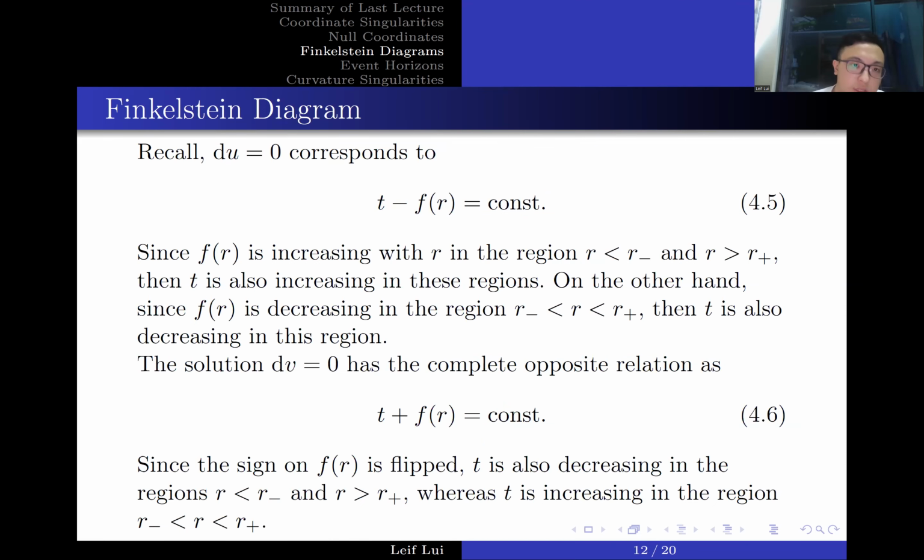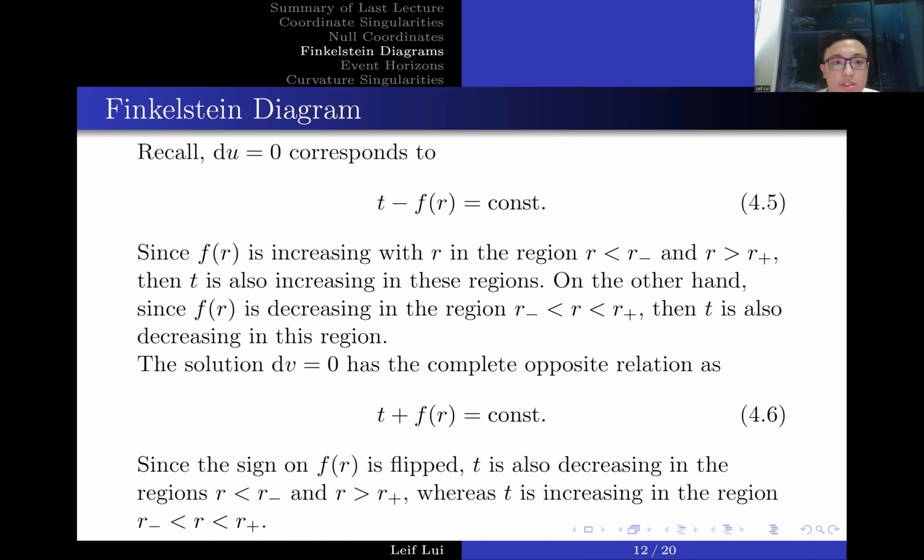So recall that du equals 0 corresponds to the solution t minus f of r equals some constant. Since f of r is increasing with r in the region r less than r minus and r greater than r plus, this means that t is also increasing in these regions. This is because we have some constant, which can be positive or negative, it doesn't really matter. But if we add f of r to both sides, we have t equals something plus f of r. So basically t must increase with f of r.